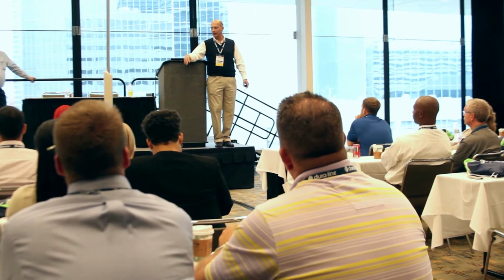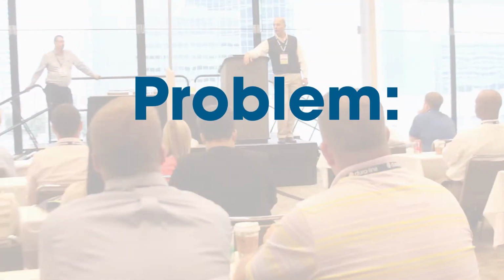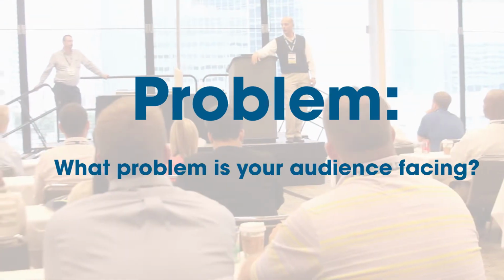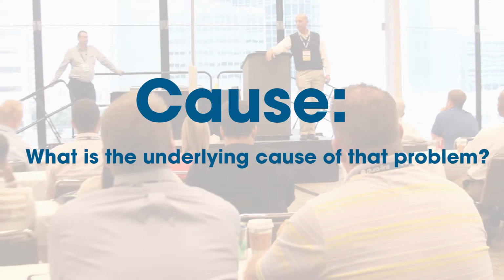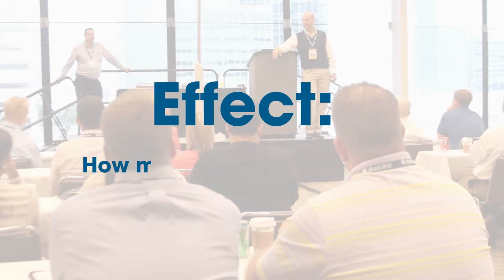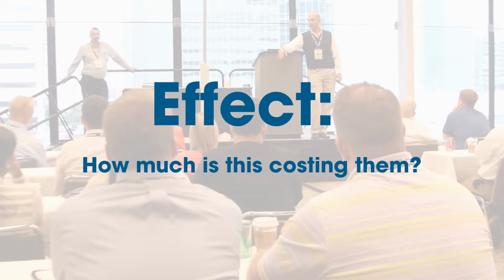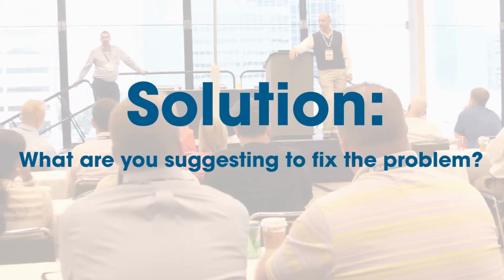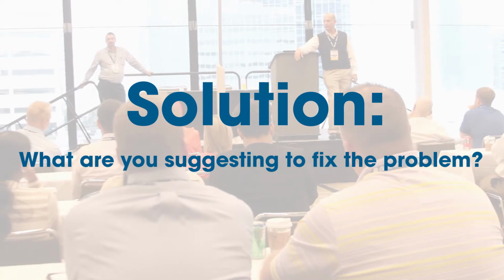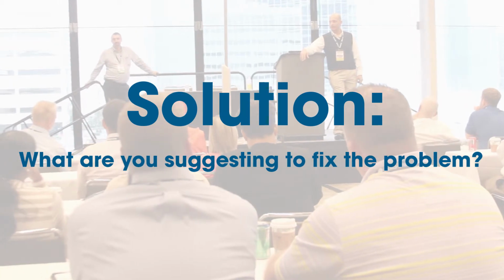The structure could be something like this. Problem. What problem is your audience facing? Cause. What is the underlying cause of the problem? Effect. How much time, money, and frustration is the problem causing? Solution. What are the suggestions you recommend to fix the problem, and how are they going to do it?